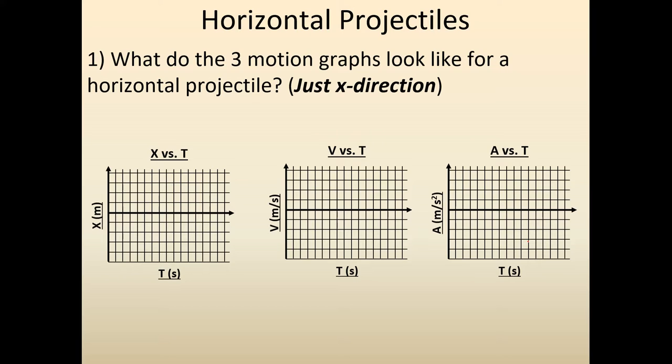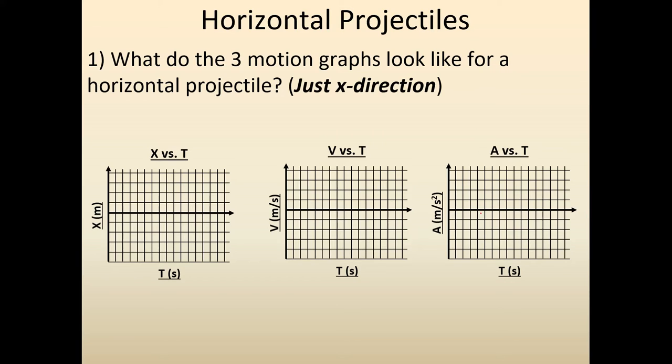All right, so here I want to find the three motion graphs based off of what we know about the horizontal projectile. We're only doing the x direction because we can only make these graphs one direction at a time. We're going to make the claim that going to the right is positive. So the location of the cliff, wherever it's being shot off of, is 0, and anything to the right of the cliff, the direction it's moving, is positive.